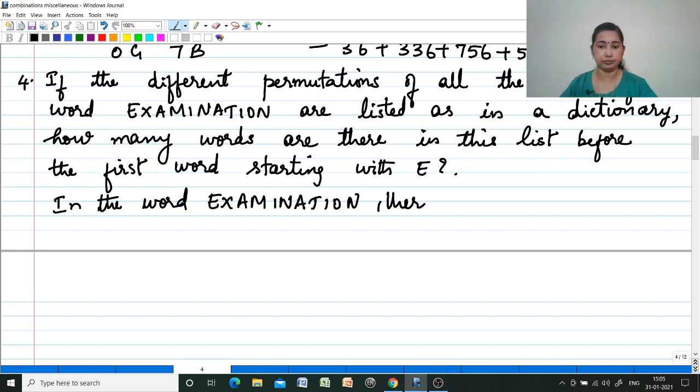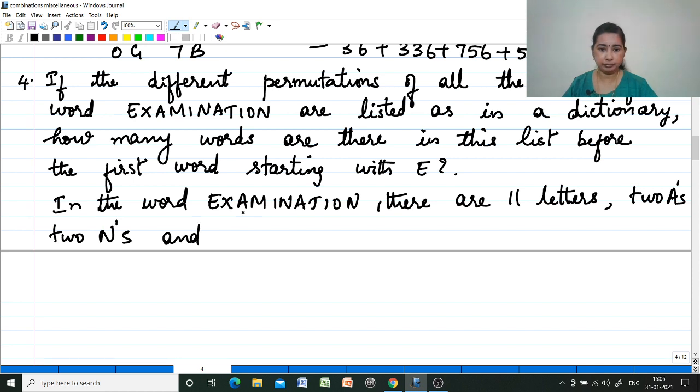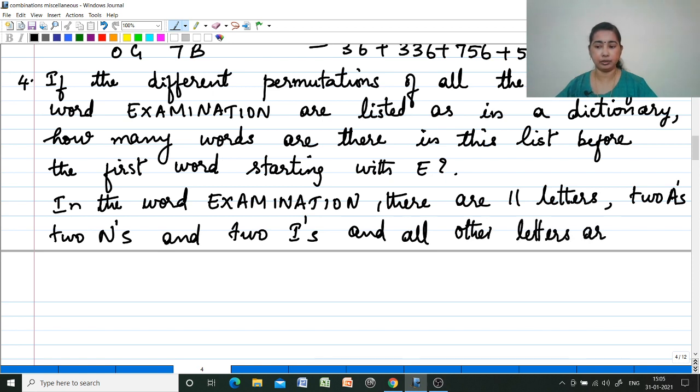there are 11 letters, that is, 2 A's are there, which repeat, 2 N's are there, and 2 I's are there. The remaining all occur once, and all the other letters are different.